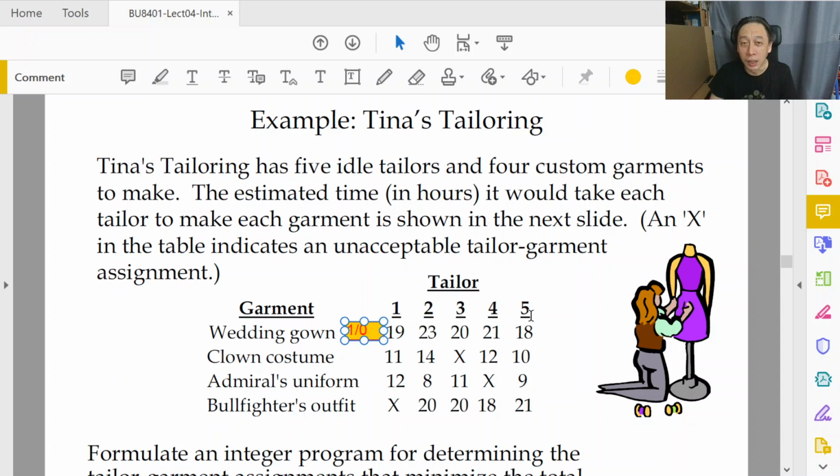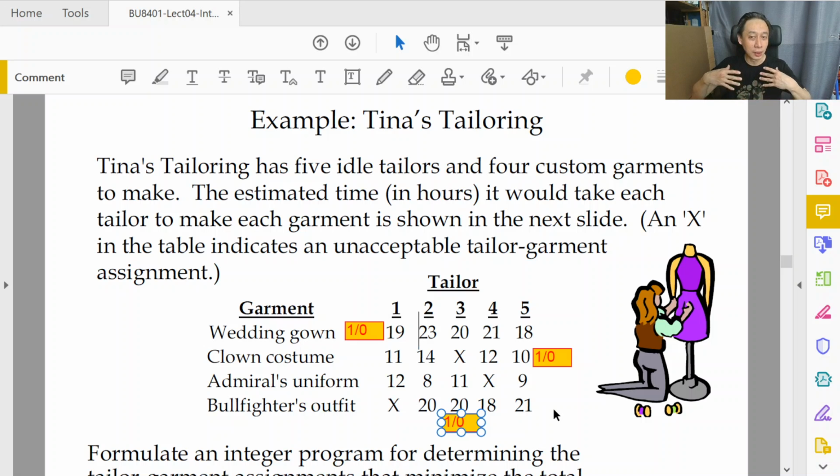And of course, we can also make other decisions like, should I or should I not assign clown costume to tailor five? And should I or should I not assign Moo Fighters outfit to tailor three and tailor two? And of course, we should be asking 4 times 5 questions, 4 times 5 yes, no, should I not questions. In other words, we want the 20 decision variables to be binary.